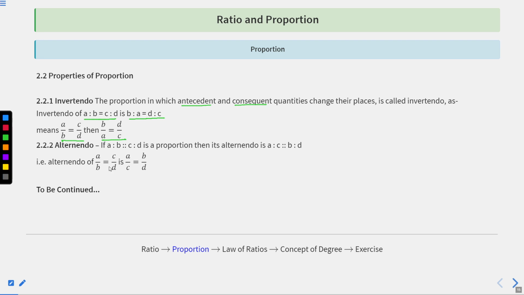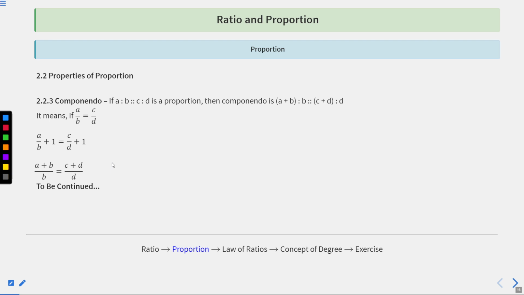So alternando: if A is to B is to C is to D is a proportion, then its alternando is A is to C is to B is to D. That is, alternando of A upon B equal to C upon D is A upon C equal to B upon D. That means this C came here and this B went there.